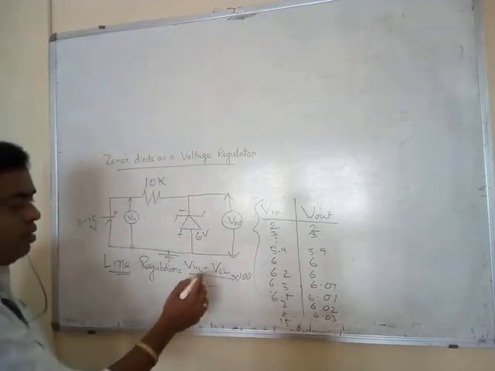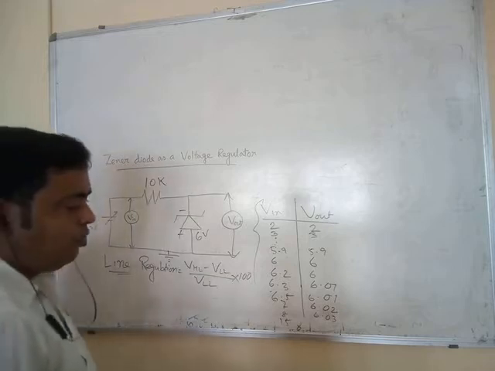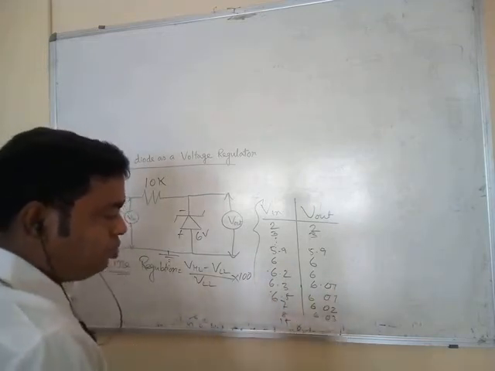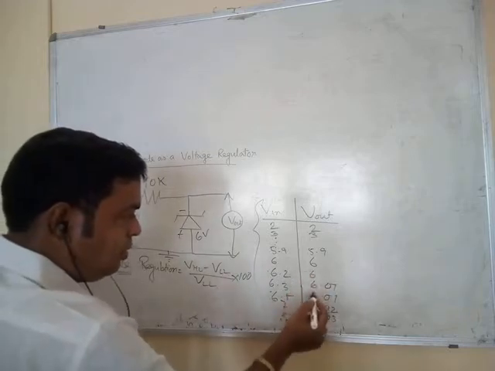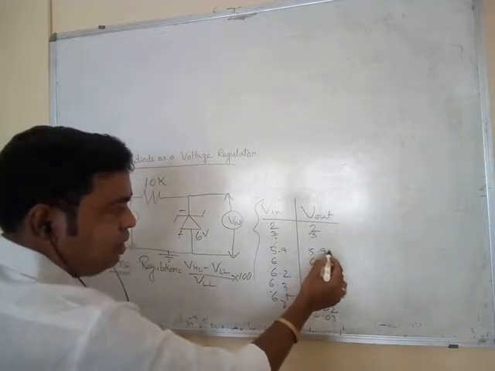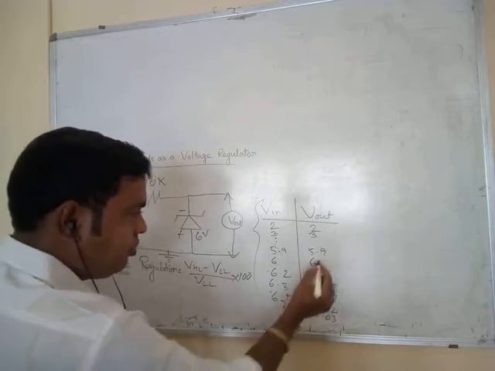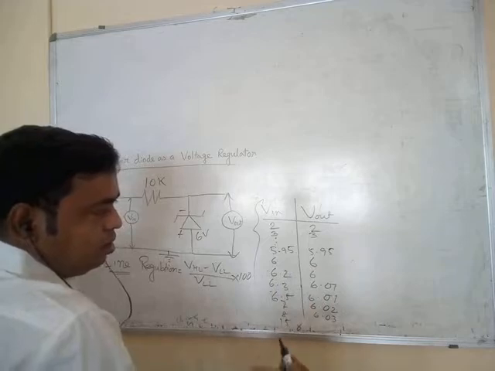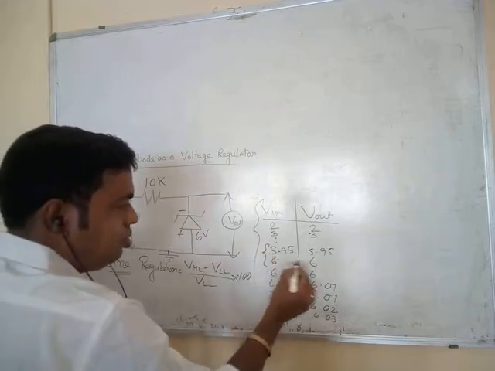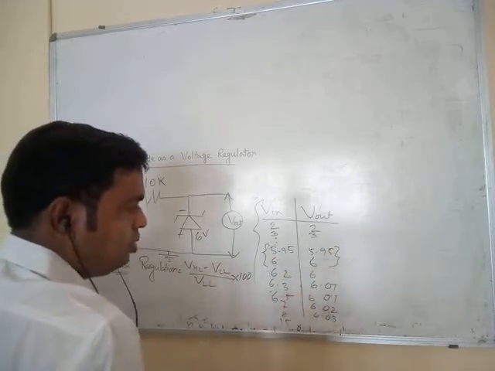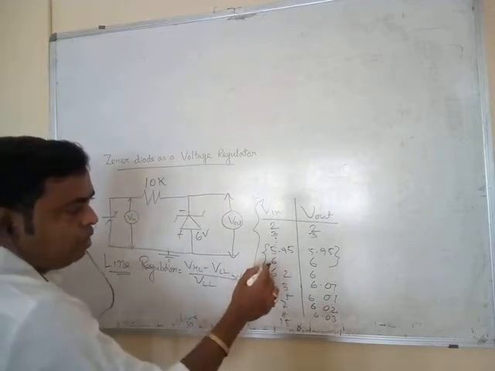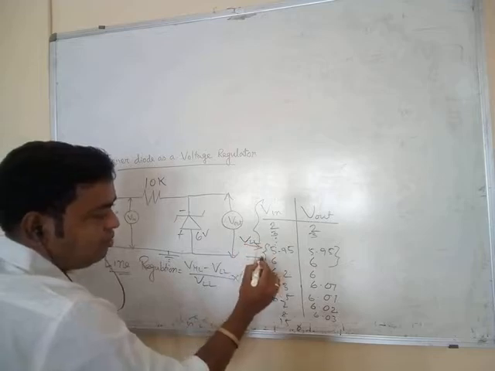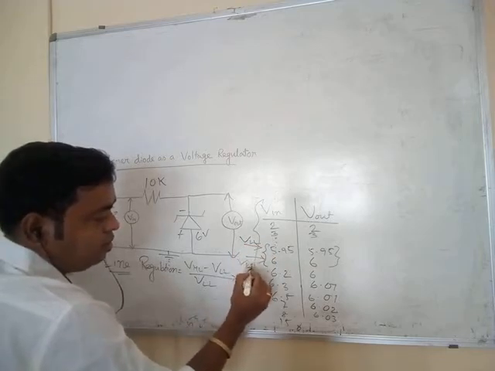So what is VLL and what is VHL? Suppose for a change of input voltage, there is a minimum change in output. You can see that this is 5.9, for 5.95, and for 6 it is 6. For changing this value, the output also changes. We take two values close together at the input. So this is called VLL and this is VHL. You can take any two values.